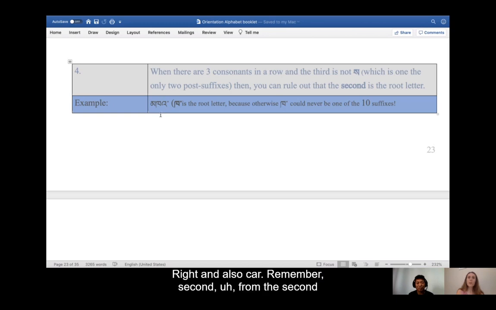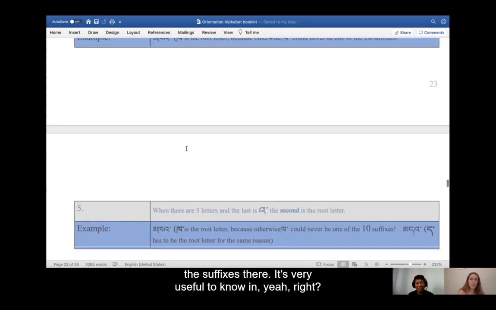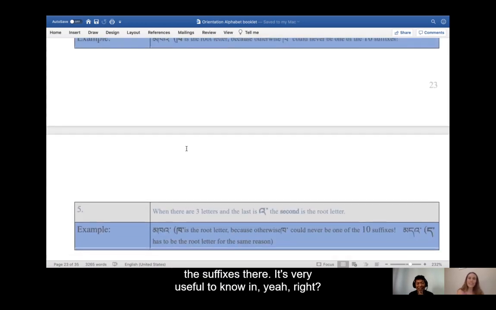Also ka, remember, from the second column in the alphabet, could never be one of the 10 suffixes. So it's also useful to know which ones can be the suffix and the post suffix, because that is always going to help you. I really do recommend memorizing the suffixes. It's very useful to know. Right, Genla? Yeah, this is very important, Cynthia.